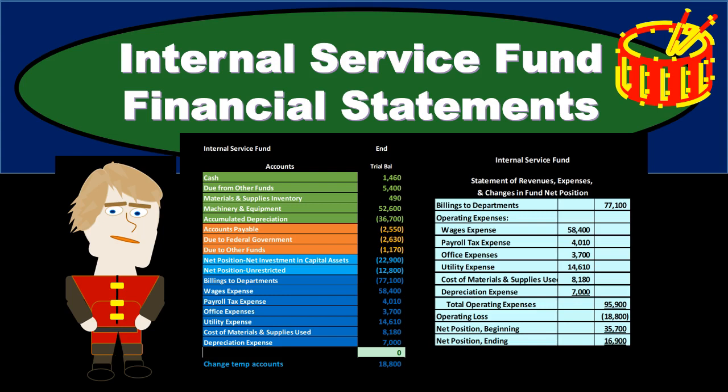In this presentation, we will take a look at and put together financial statements related to an internal service fund. Recall, as we go into the internal service fund, we're talking about a proprietary type fund, the three types of funds being governmental type funds, proprietary type funds, fiduciary type funds, the governmental type funds being the largest category, the governmental type funds being on a modified accrual basis as opposed to a standard accrual basis.